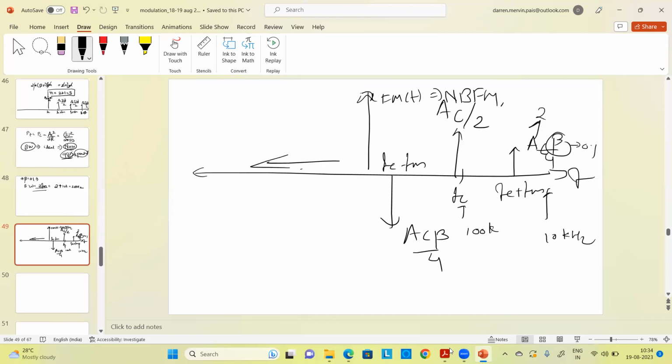Wait, sir, I need to connect something. My laptop battery is almost dead.